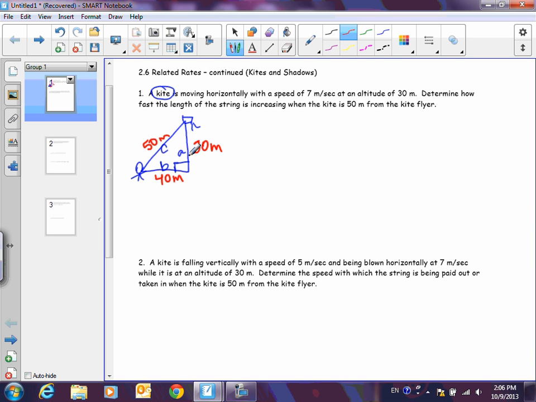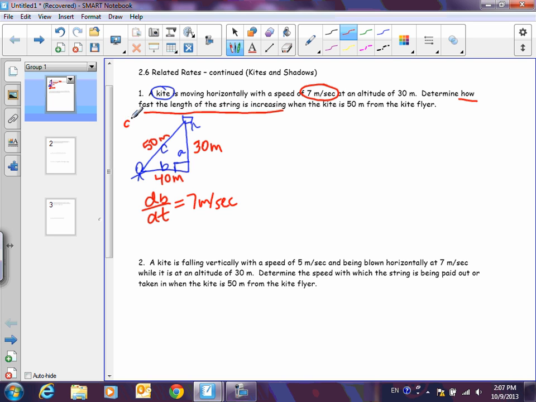All right, and this right here, what is this telling us? The speed of what? So it's giving us d something over dt. Which one? dB. B is the horizontal, so they're saying, okay, dB over dt is equal to 7 meters per second. Right? Which one are they asking us to find? How fast is the length of the string?